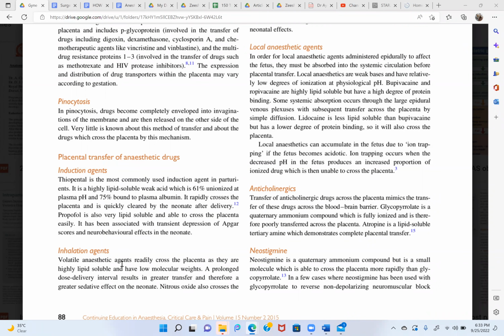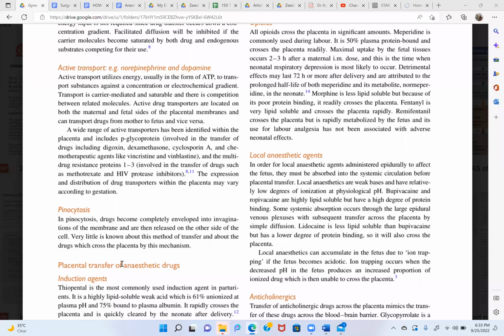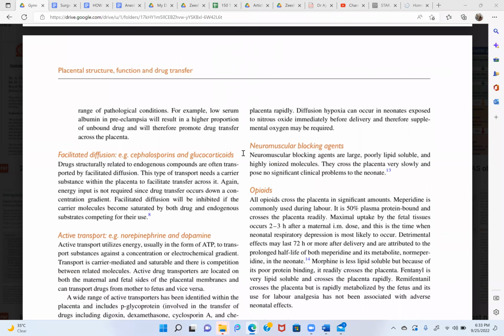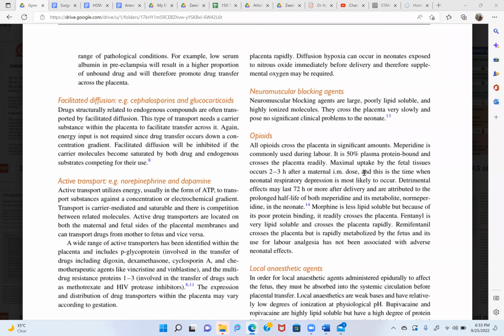Nitrous oxide in first trimester has been associated with teratogenicity. Otherwise, you can give it. This is more so if you are using nitrous oxide for obstetric surgery. Neuromuscular blocking agents will not cross because they are highly ionized molecules. Opioids can cause respiratory depression, but if you are using it in a surgery, nothing will occur. You can use it.